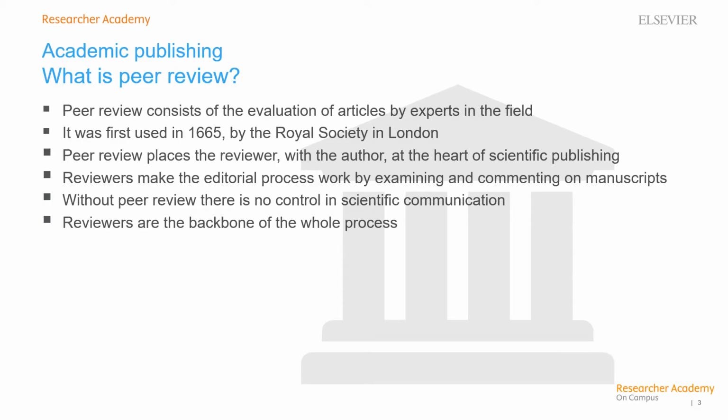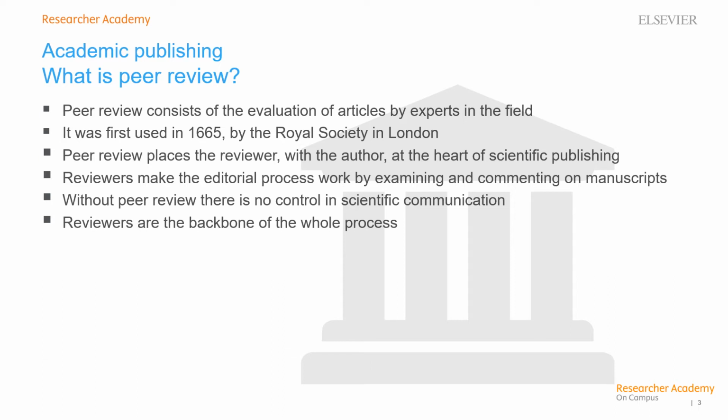Starting with a little bit of background then, I thought I'd quickly mention peer review. So, as it says here, a central practice in academic publishing, the peer review process is the concept of evaluating articles by experts in the field. It was first used in the 17th century in Philosophical Transactions, the world's first science journal, published by the Royal Society in London in 1665. It is an established process which places the reviewer at the heart of scientific publishing.